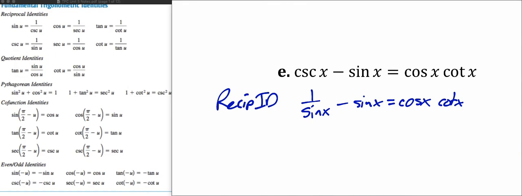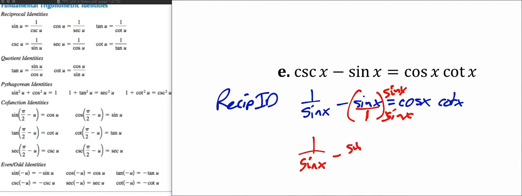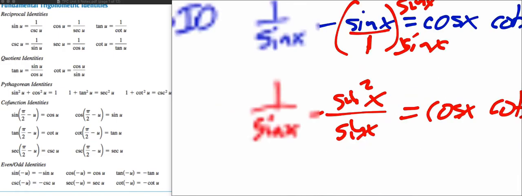So if we think about this as sine over 1, if we multiply this second fraction by sine over sine to get a common denominator, we can have 1 over sine of x minus sine squared of x over sine of x equal to cosine of x times the cotangent of x. So now that entire left side is in terms of sine of x, which is kind of nice.